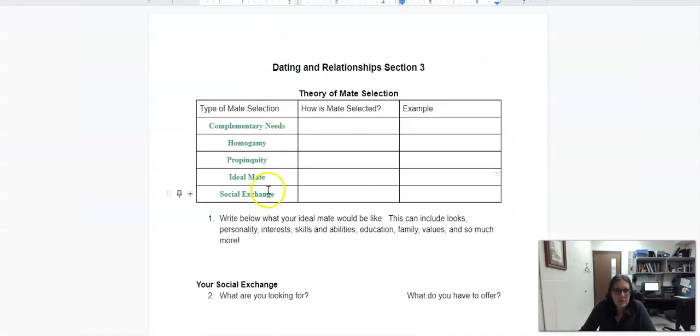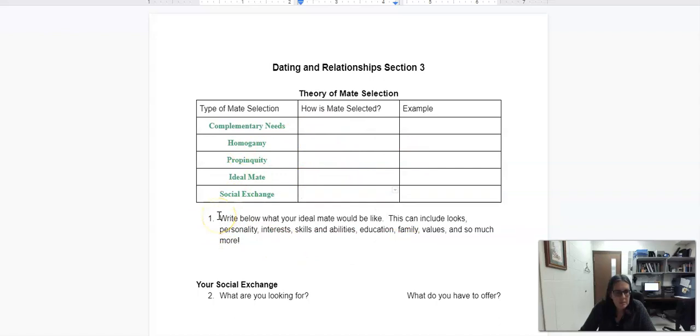Okay, so a social exchange could be having someone that's really, really loyal. Maybe you're willing to have somebody that's really loyal, but maybe it's just funny, right? It could be an example. Okay. And then that's all those pieces.